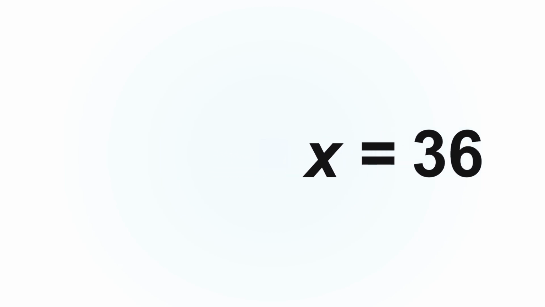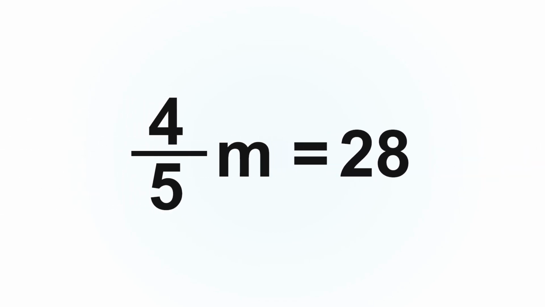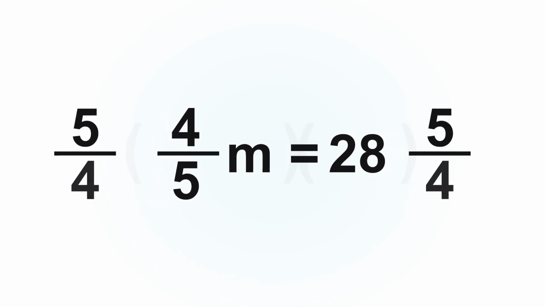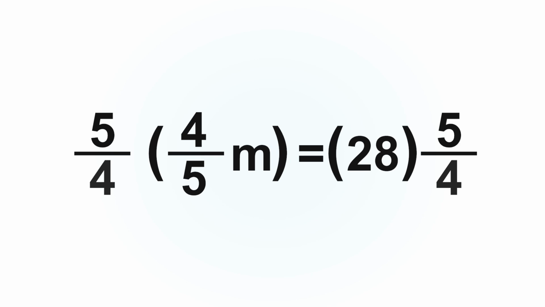Now let's look at a problem like this, 4 over 5 m equals 28. How do we solve this equation when the variable is attached to a fraction? To cancel out this 4 over 5 and isolate the m, we'll need to multiply by 4 over 5's reciprocal. Remember, to find the reciprocal of any fraction, you just need to flip around the numerator and denominator.